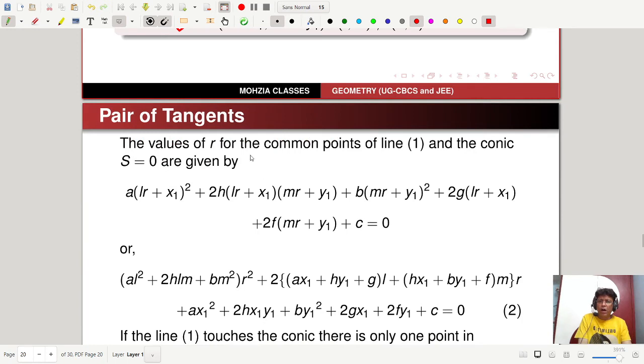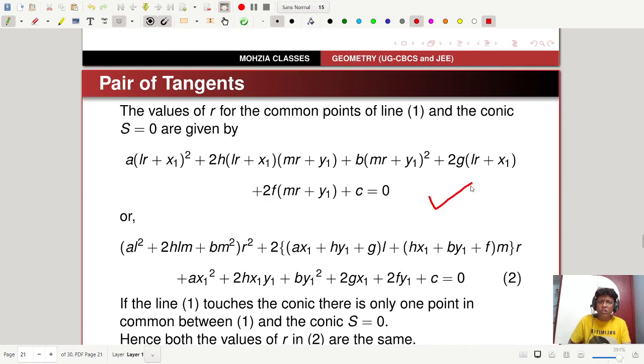Now the values of r for the common points. My target is to solve for the conic and the line together. So the values of r for the common points of the line and the conic S equal to 0 are given by this equation.